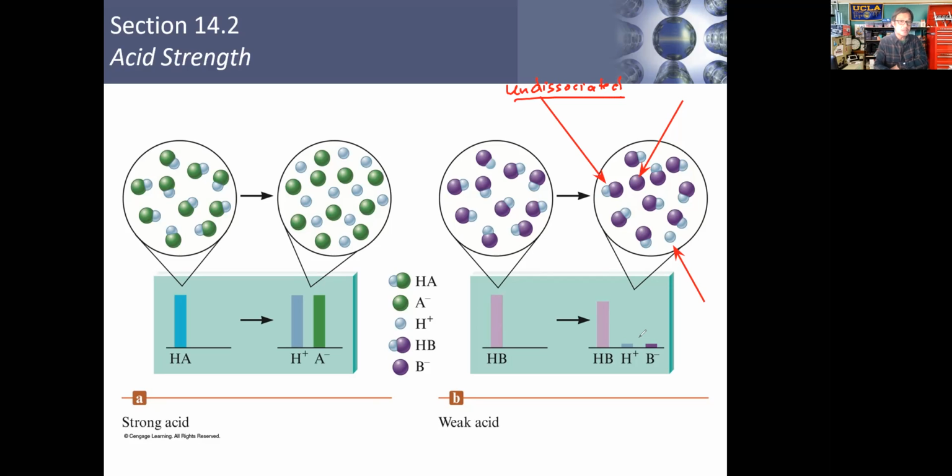It starts to dissociate. So it does start. It has to dissociate or else it can't be an acid, but we don't have that much of it. We have a whole lot more of the undissociated acid. And this is the characteristic of a weak acid: very little dissociation, a lot of the undissociated acid, and that's what characterizes a weak acid.